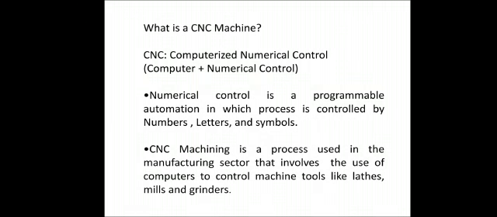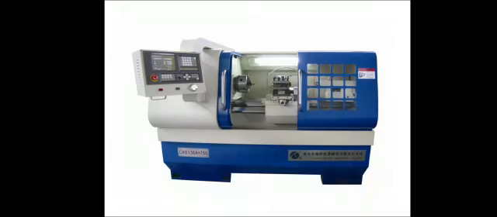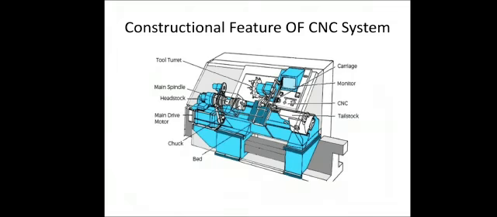While CNC machining is a process used in the manufacturing sector that involves the use of computers to control machine tools like lathes, mills and grinders. This one is the actual presentation of a CNC machine. Now we will discuss the constructional features of a CNC machine.